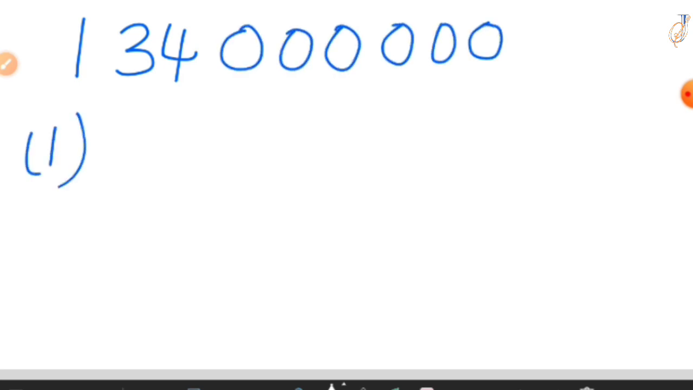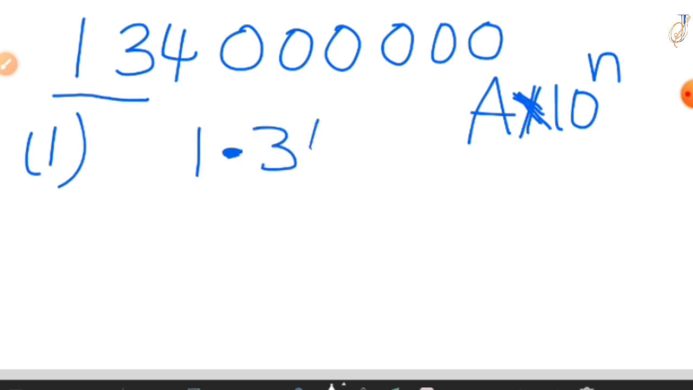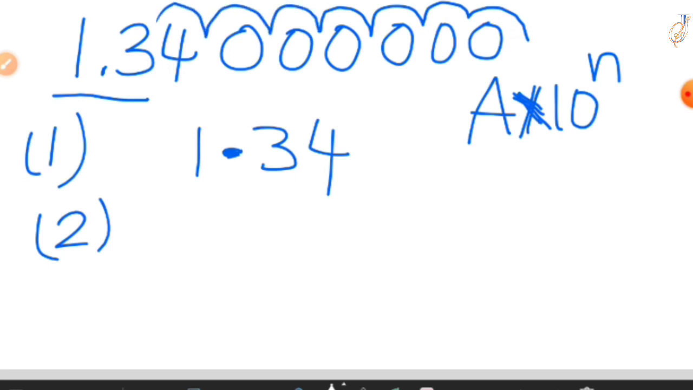Step 1. Our scientific notation general form is a times 10 to the power n. A is a decimal number strictly in between 1 and 10. So that's why you have to create a decimal in between 1 and 3. So this will be your coefficient. Step 2. Count from right to left. Count the number of places you move the decimal. You have to count from right: 1, 2, 3, 4, 5, 6, 7, 8. So the exponent is 8.